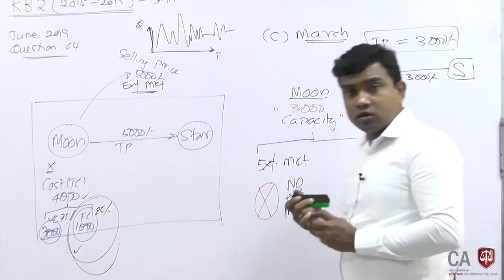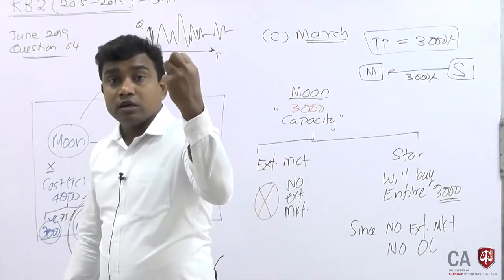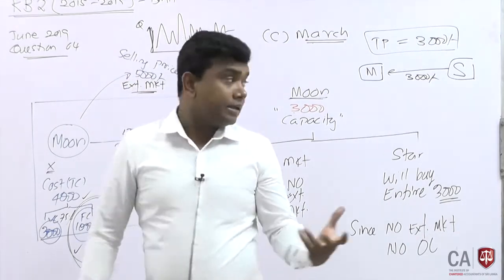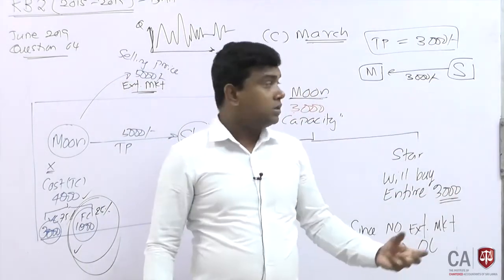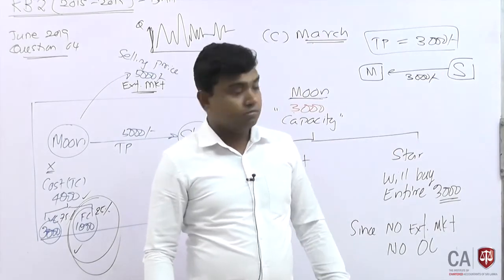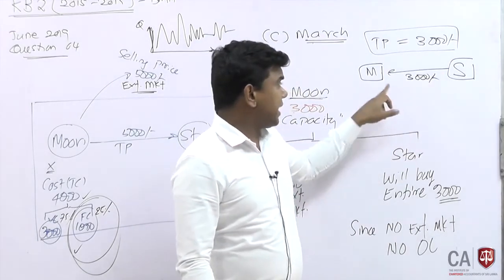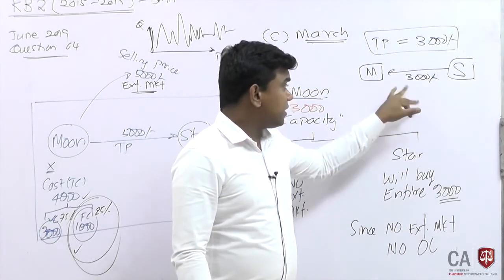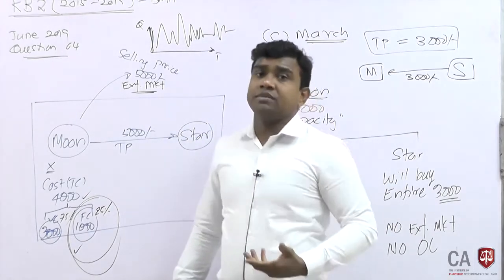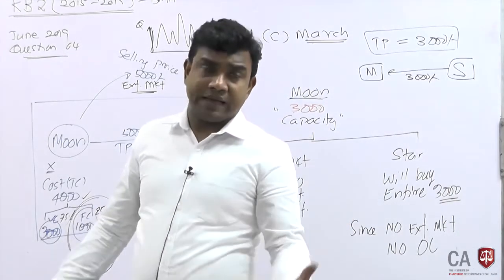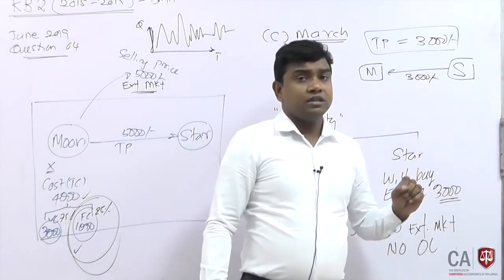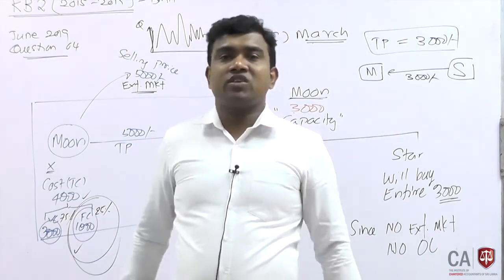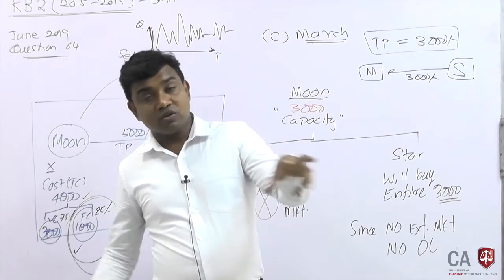But here, Star is always demanding. Why? Star knows Moon has to supply to me. They don't have a customer. Therefore, Star always demands to supply at 3000, and always pays 3000 to Moon. Moon has to accept that, because they don't have an external customer. But if they accept it, they lose their performance. Why? They are not covering their fixed cost in their division. Because these are two companies.